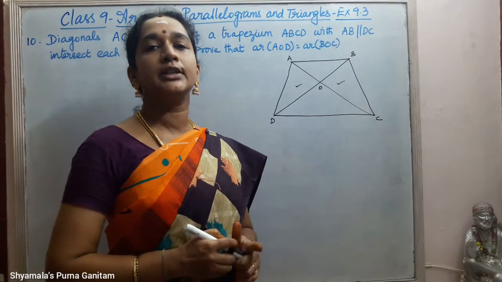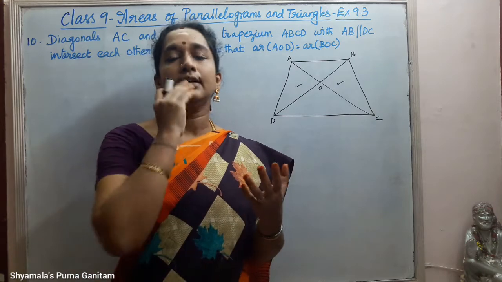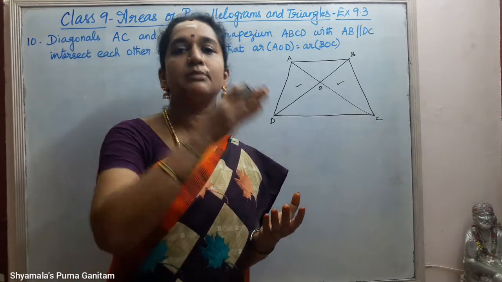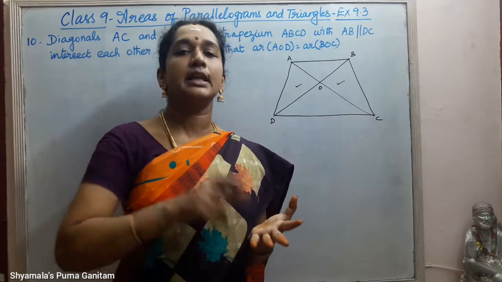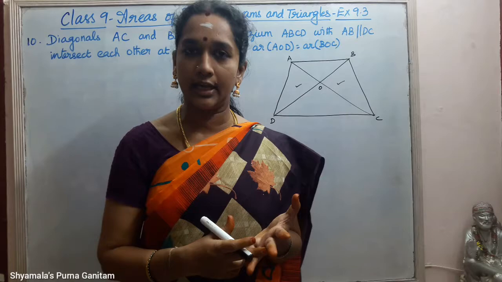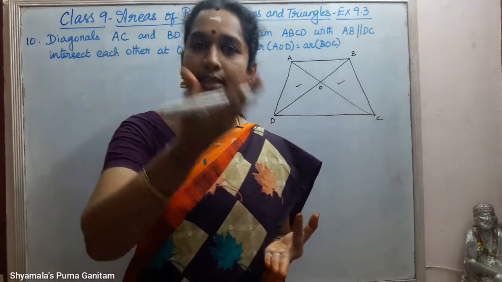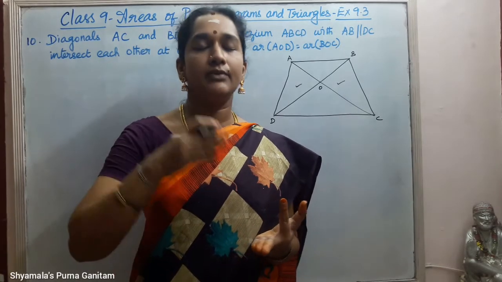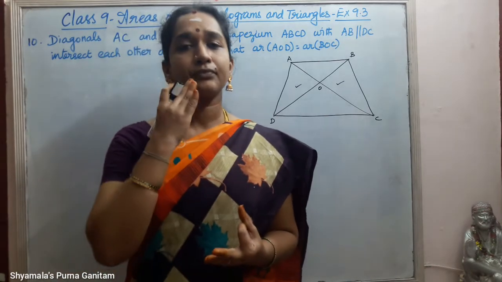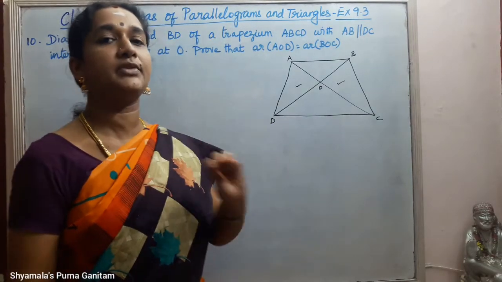As I told you earlier, we will be using these proofs. One: areas of two parallelograms between the same base and between the same parallels are equal. Same way, areas of two triangles between the same base and between the same parallels are equal. Then the third one: area of a triangle and a parallelogram between the same base and the same parallels, the area of the triangle is equal to half the area of the parallelogram. These three results we need to remember so that we can do these sums. The same thing we are going to use here.